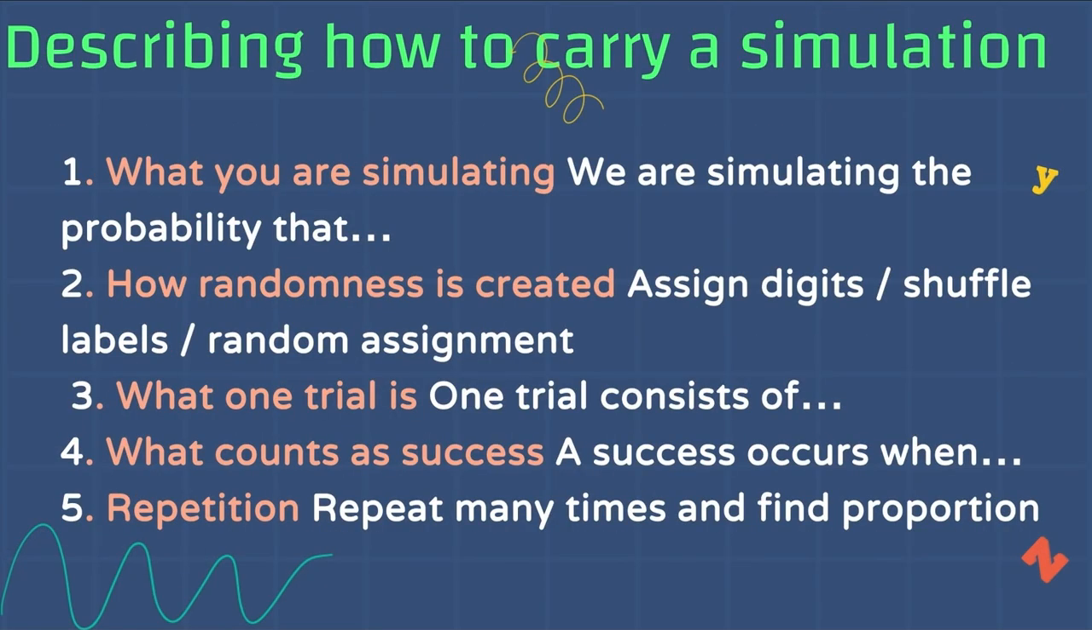So describing how to carry out a simulation for any type of test really is, first, we always state what you are explaining. We are simulating the probability that. Second, how randomness is created. What did you do? Did you assign digits, shuffle labels, random assignment? 3, what one trial is. One trial consists of. 4, what counts as a success. And then 5, repetition. Repeat many, many times to find the true proportion.